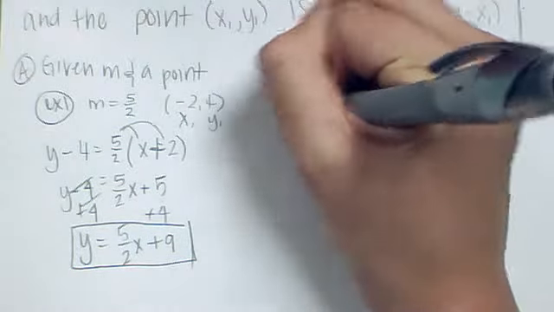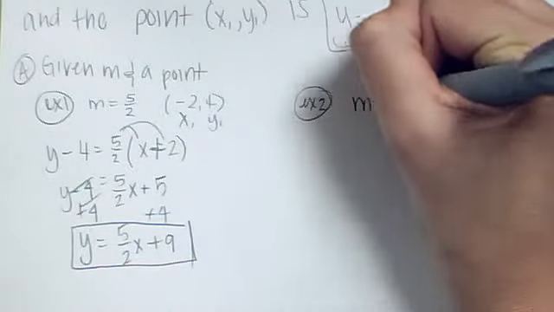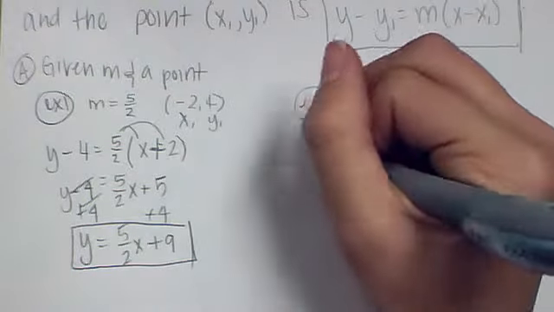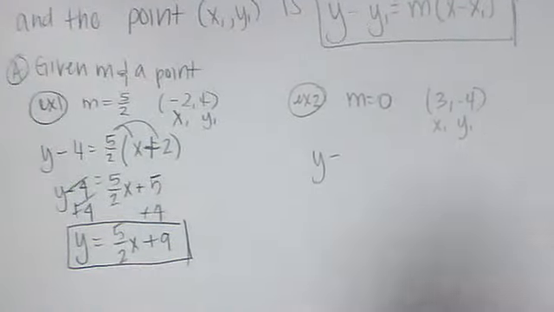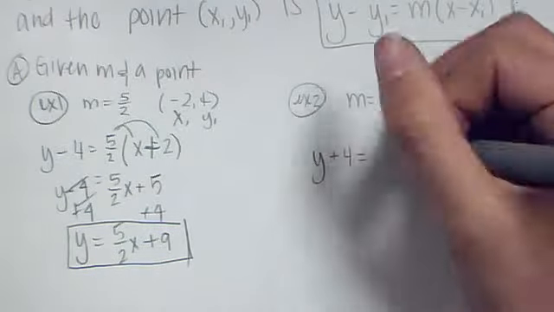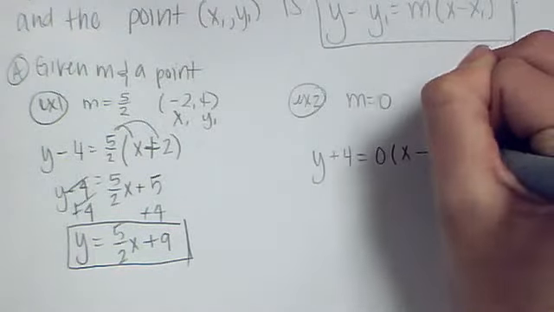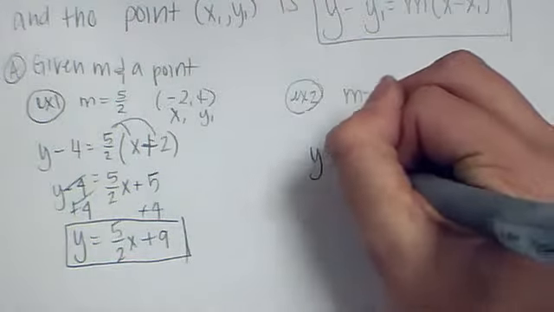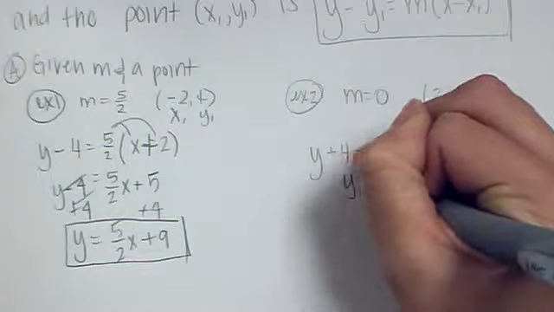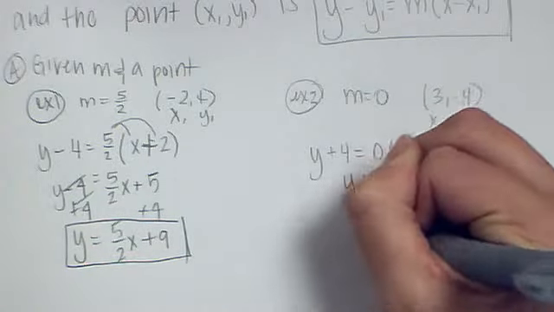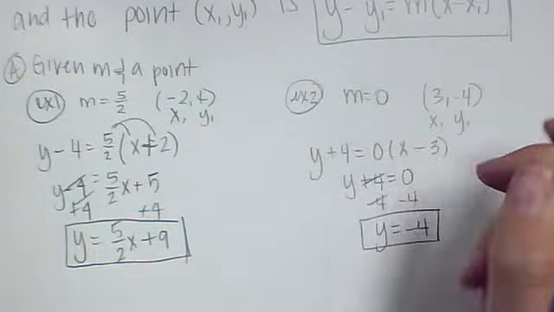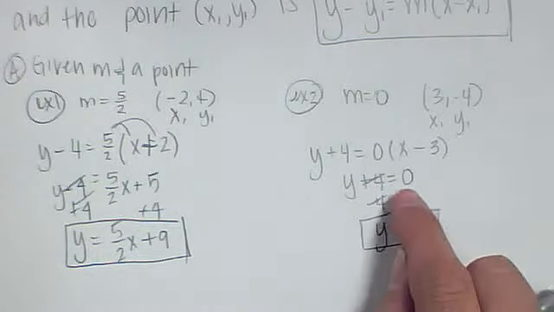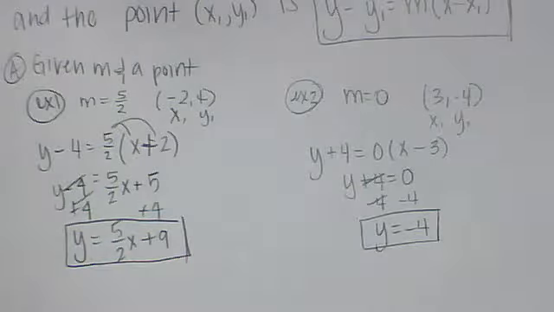Let's do another one of that type. Example 2. If m equals 0, x is 3, and y is negative 4. I label those. I plug in y minus negative 4, which will become y plus 4, equals 0 times x minus 3. 0 times this is 0, so I have y plus 4 equals 0. Subtract 4 from both sides, and y equals negative 4. Let me go back here for a second. 0 times anything is 0, so I don't even have to do the distributing because I know it's all going to be 0. That's why I was able to do that.